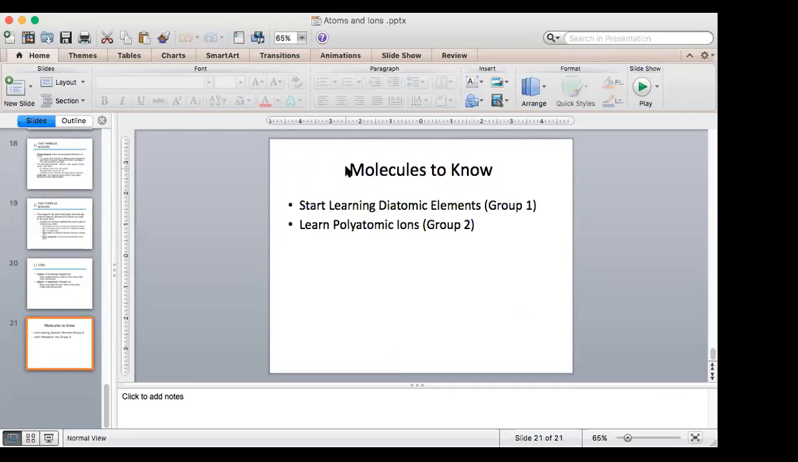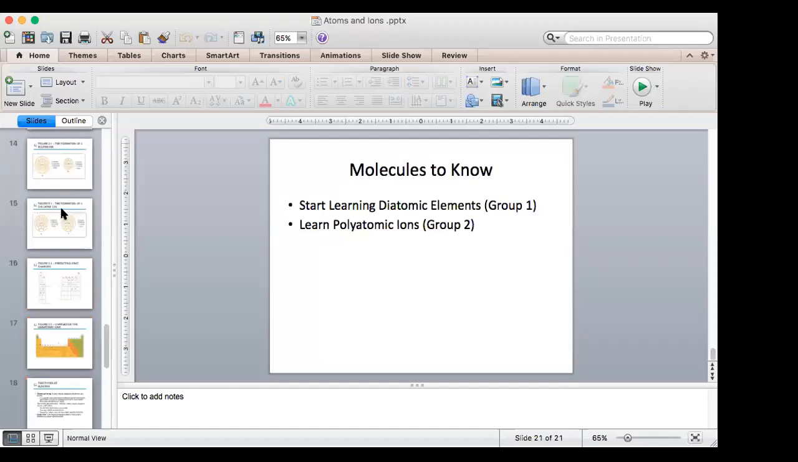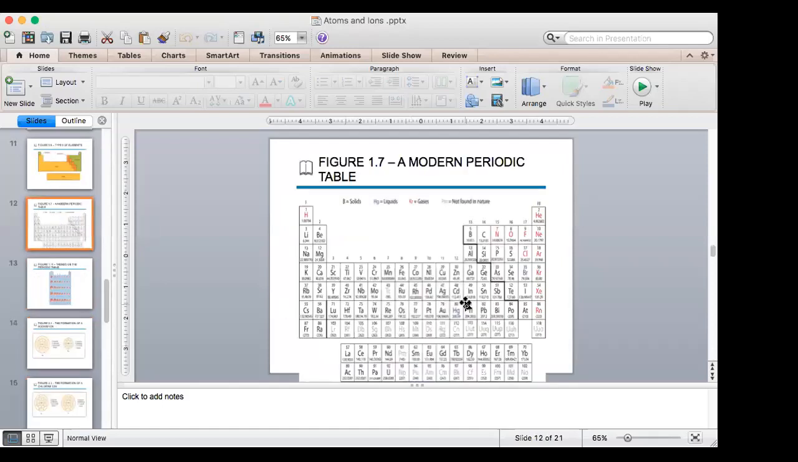The first set is the diatomic elements, and that means elements that, when they're in their elemental form, there's nothing else there, they form in pairs. So this would be like oxygen is O2 and nitrogen is N2. I'm going to go back to the periodic table for a second here. There are 7 elements that do that, and they form a 7 on the periodic table.